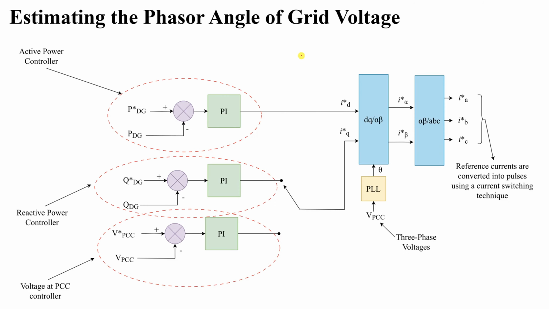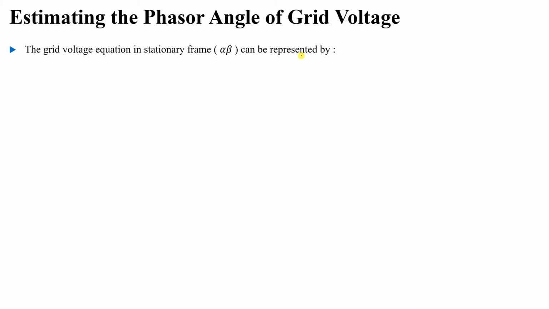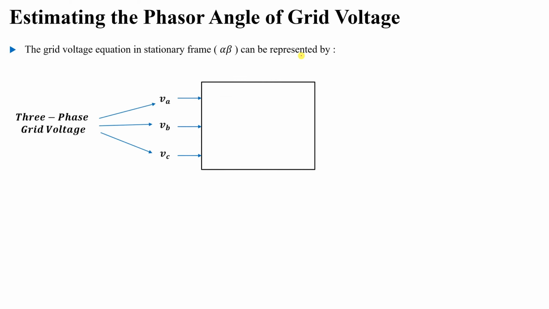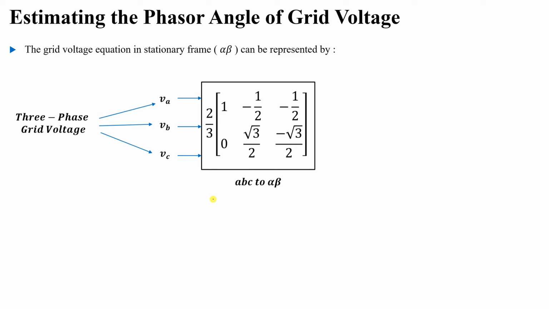The first method is by using the phase voltages, or to be more specific, by transforming our three-phase voltage into the alpha beta frame, and then we can get the angle. How can we do this? Let's see right now. By using the alpha beta stationary frame, we can represent our system like this. We have the three-phase grid voltage ABC, VA, VB, VC. We will use ABC to alpha beta transformation.